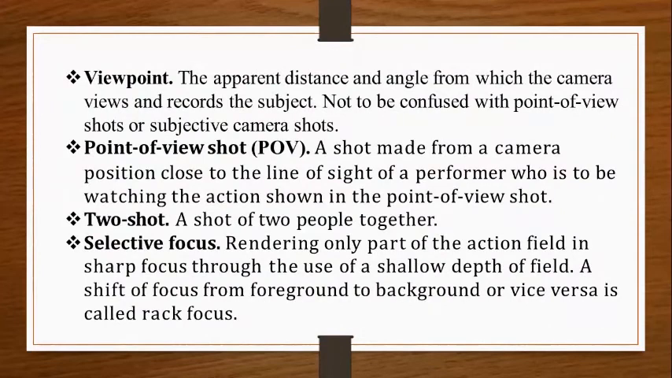So here we are talking about the viewpoint of the angle. A viewpoint is the apparent distance and the angle from which the camera views and records the subject. They also include the eye level angle, the over the shoulder shot and point of view shot. Basically, a viewpoint refers to the position we take the photograph from. This will also be the position you place the viewer in when they are looking at your finished shot. The viewpoint can dramatically change the feel of the photograph.